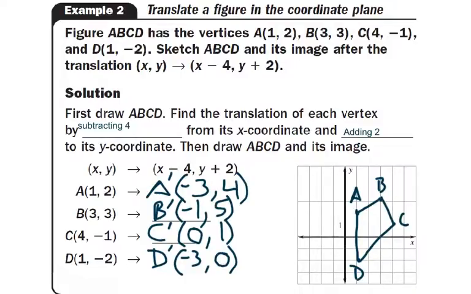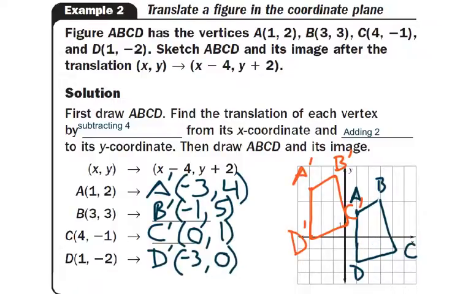So here are the coordinates. B prime is (negative 1, 5), C prime is (0, 1), D prime is (negative 3, 0). And if we plot those 4 points, we will get our image. Okay, so here are the 4 coordinates written, and I did notice that I accidentally put C in the wrong place. I put it at (4, 1), not (4, negative 1). So that's actually the correct pre-image. And you'll notice our picture went left 4 units and up 2. Take any point on the picture and you have to go left 4 units and then up 2 to get to its image.